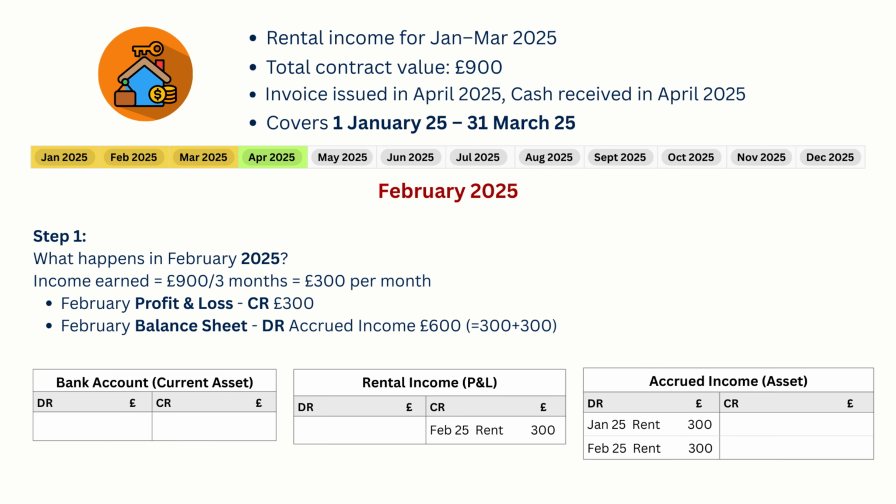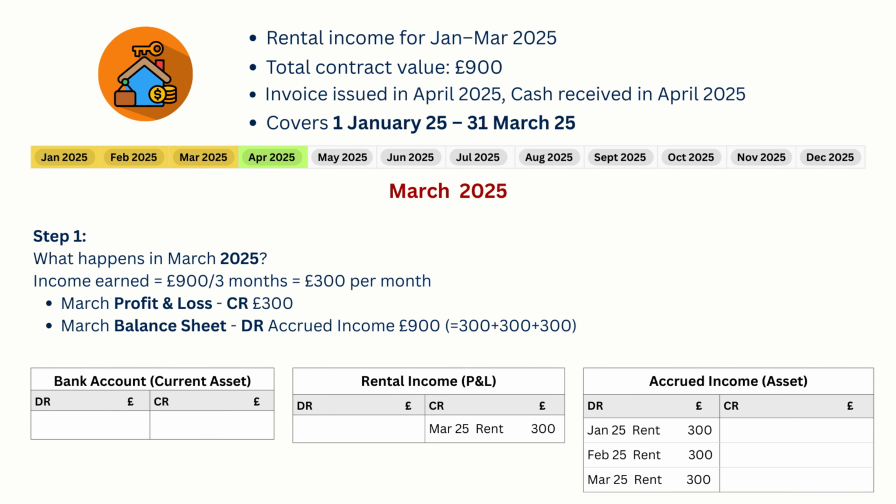Now we move into February. The business earns another £300 during February, so again, profit increases by £300. There is still no invoice and no cash. Accrued income now builds up because it hasn't been settled yet. By the end of February, accrued income on the balance sheet is £600, which is £300 from January and £300 from February.